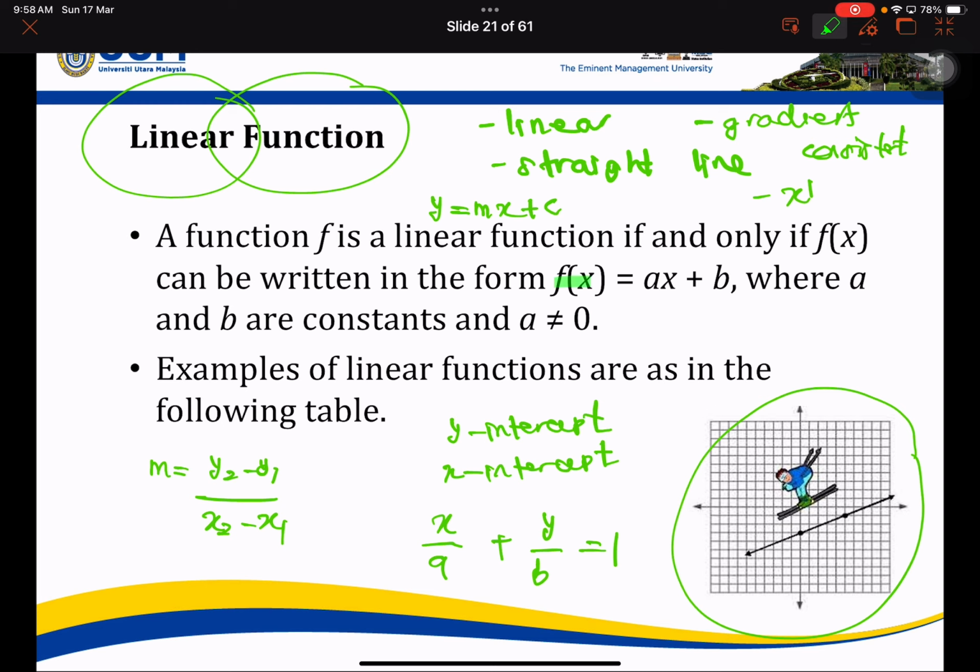Up here. f(x) equals ax plus b. If f(x) equals ax plus b, so what is a then? Gradient. So a is your gradient or slope. What is your b then? Y-intercept. Okay.